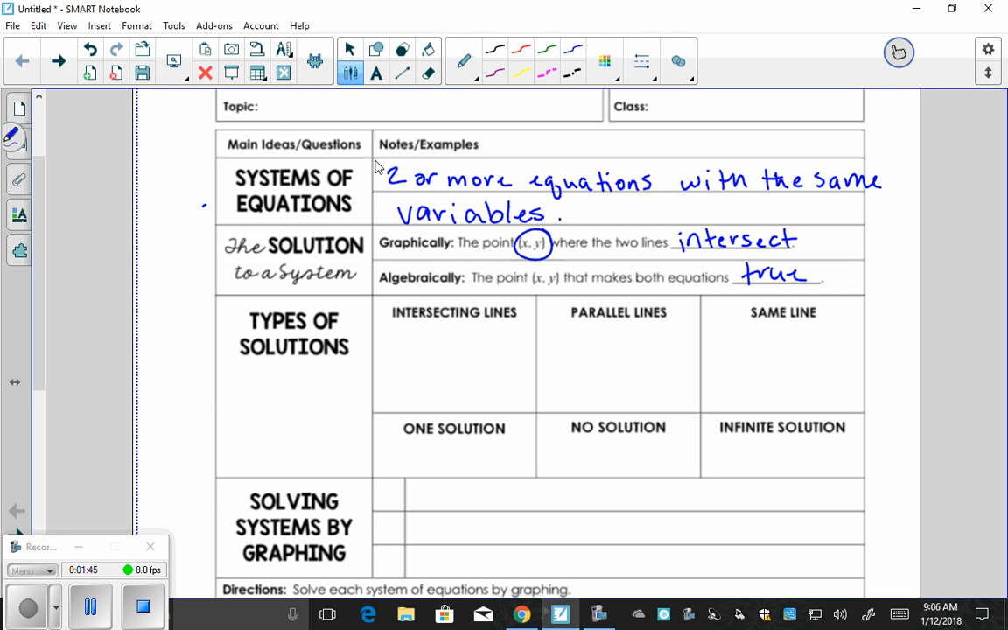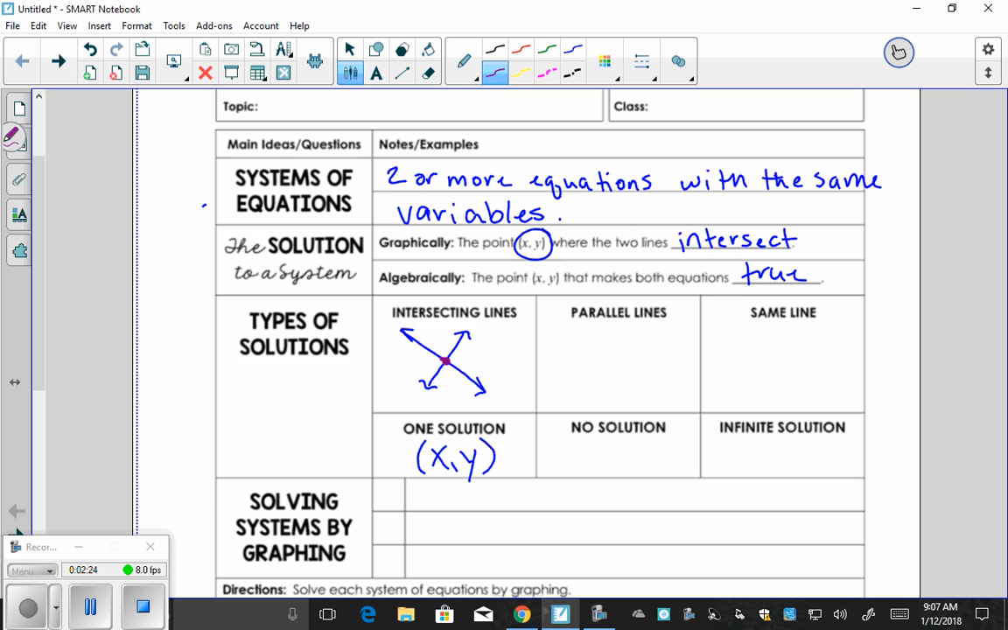You have different types of solutions, okay? If my lines are intersecting, so if I draw two lines and they intersect, how many times do those two lines intersect? Once. So how many solutions do you have? One. And it's going to be written as an ordered pair. So what's the ordered pair going to be? Where they intersect. So if they intersect here, that is your answer.